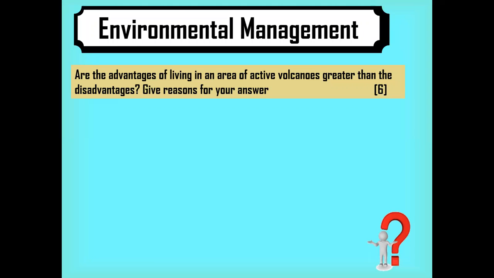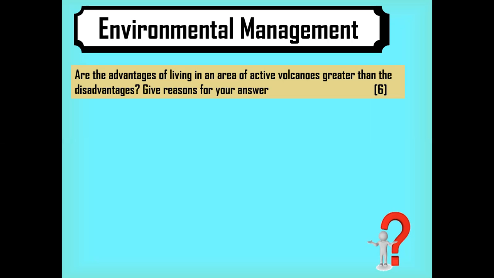Long questions in environmental management need a strong argument relevant to the different aspects of the question. So in this session, we are going to look at the different aspects needed to build a strong argument to secure full marks. We have one question: are the advantages of living in an area of active volcanoes greater than the disadvantages?